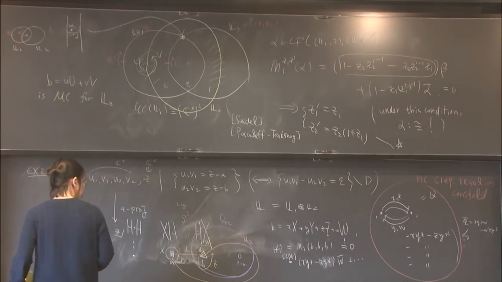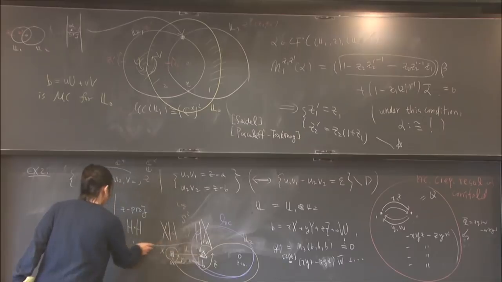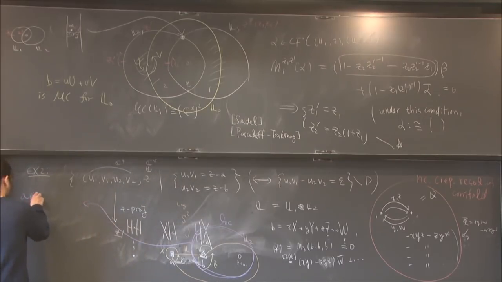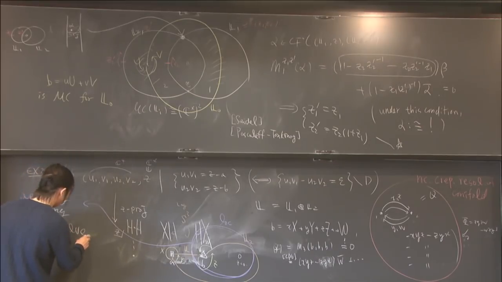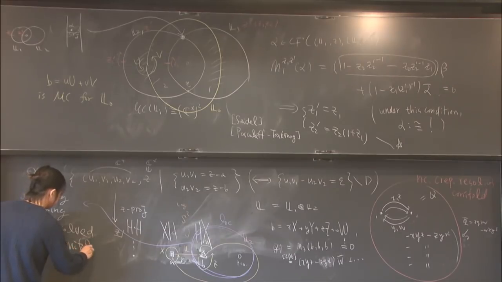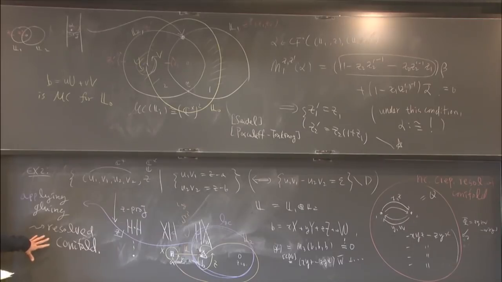So what you get is, all right, applying, is this not visible? Applying this gluing to this deformed conifold example, what you get is exactly the resolved conifold. Although I don't have time to describe it in terms of coordinates, this is actually the resolved conifold. And in fact, this also coincides with the SYZ mirror construction.